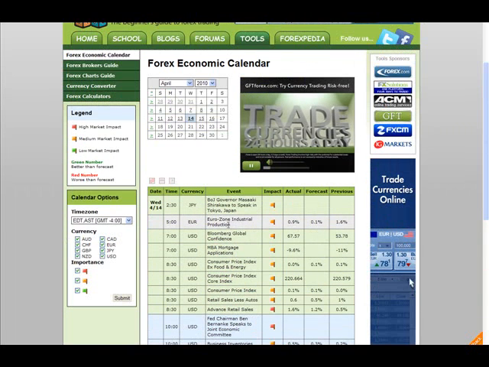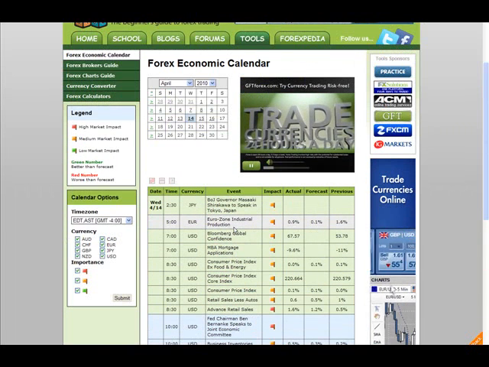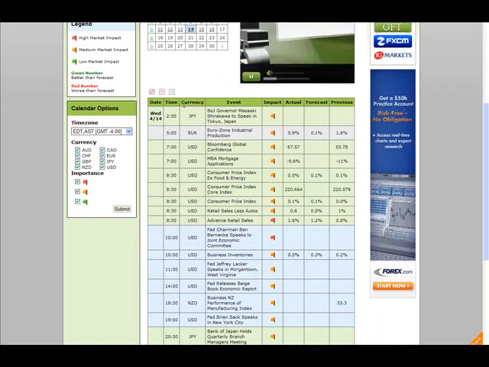And remember, we're looking for news that affects either the UK or the US because that's the currency pair we're trading. So I'm going to look under this currency column and look for either GBP, for the Great Britain pound, I think that's what it stands for, or the USD, the US dollar. And here you can see at 7 we had a couple of US reports. Not really worried about that because it's not that major.